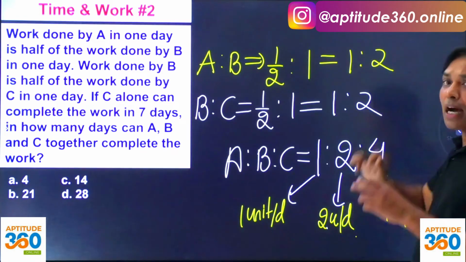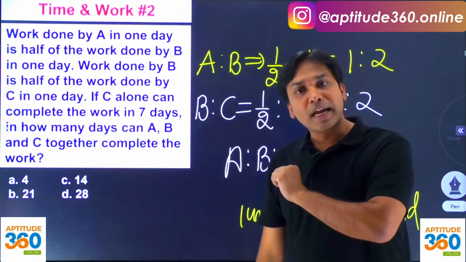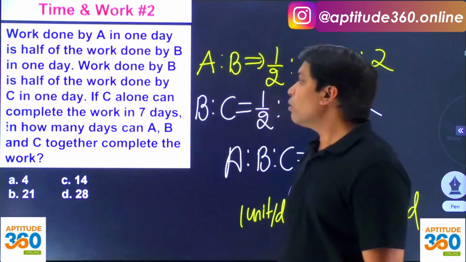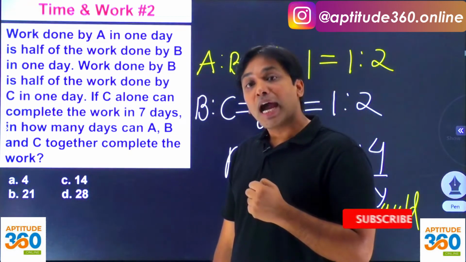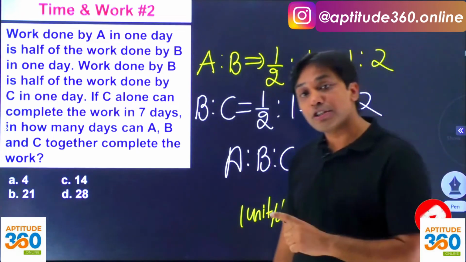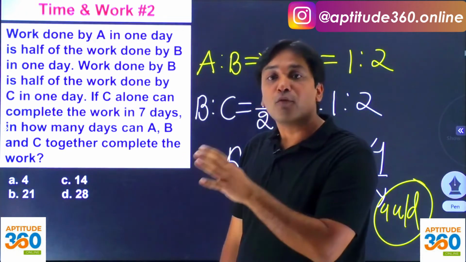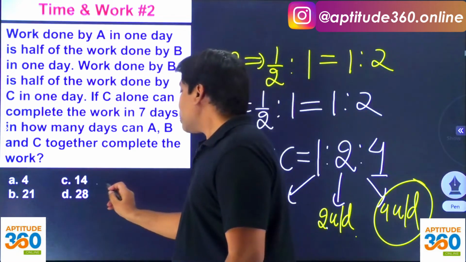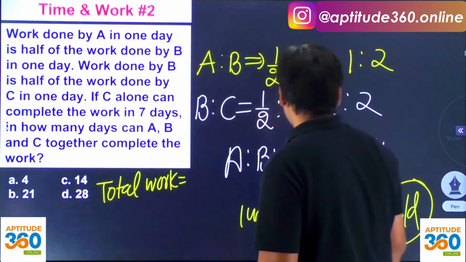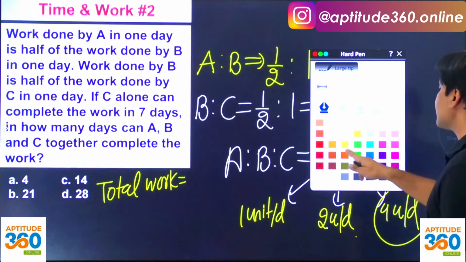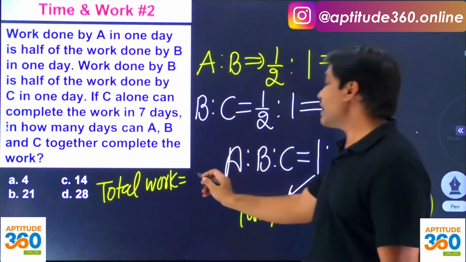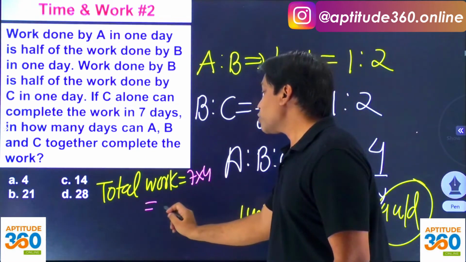Now here we have not applied any concept of time and work yet, this is a ratio concept. Now what problem is being asked of you? C alone is completing the entire work in 7 days. And if C is doing the entire work in 7 days and C does 4 units per day, so you will have a better idea of what is going to be the total work. The total work is going to be how much? 7 into 4, isn't it? C does 4 units of the work per day, and in 7 days this person is completing the work, so this is coming out as 28 units.